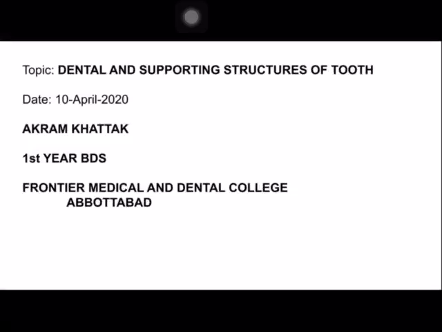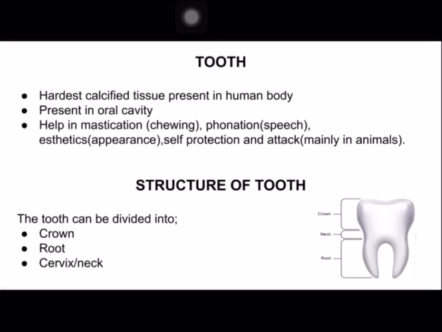Today my topic of presentation is dental and supporting structures of tooth. Now starting from tooth. Tooth is the hardest calcified tissue present in the human body. It is present in the oral cavity. It helps us in mastication like chewing, phonation like speech, aesthetics like appearance, self-protection, and attack, mainly in animals.